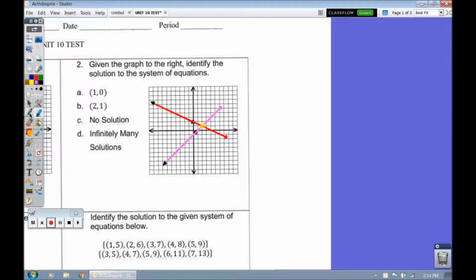To find that coordinate, we're going to go along the x-axis from the origin. So you go 1, 2 to the right, and then we'll go up 1. So the solution is (2, 1).